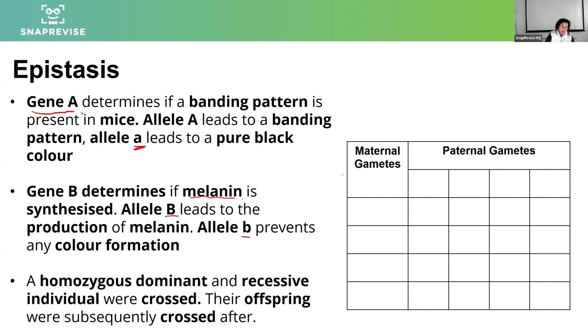A homozygous dominant and a recessive individual were crossed. Their offspring were subsequently crossed after. So if they were both homozygous, one for the dominant and one for the recessive, their offspring would all have been heterozygous. And it is the offspring that we cross together, which would theoretically lead to a classic, if it was a normal, or a usual rather, dihybrid inheritance with no epistasis, no linkage, no sex linkage happening, then we would theoretically be expecting a 9:3:3:1 ratio, wouldn't we?